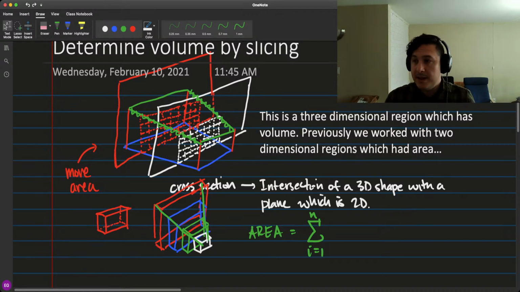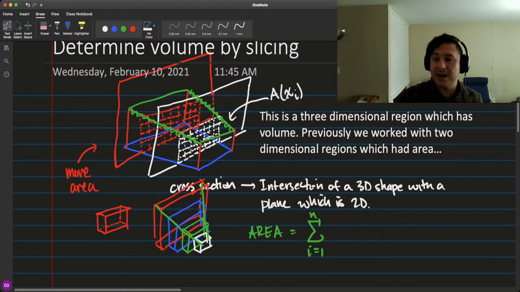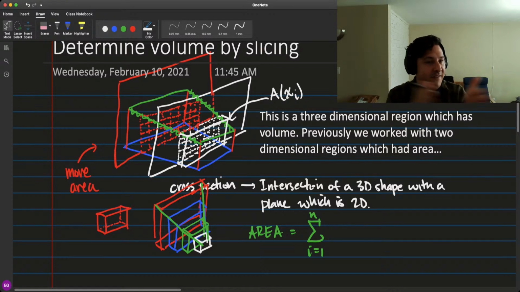This cross section has an area, yes? I'm going to call that A(xi). Cool. That cross section has an area. How can you make that cross section into a rectangular prism? You can just extend it out a little. Does it make sense? I can make it a rectangular prism by fattening it out.